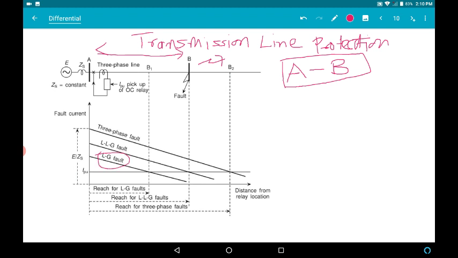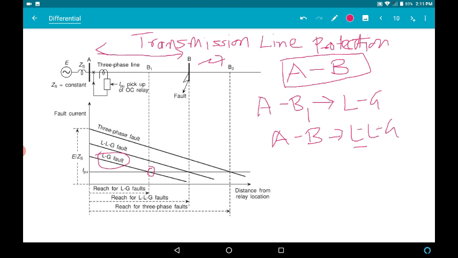Now what is happening here, when there is a line to ground fault, an LG fault, because the relay is seeing the current reducing, it is operating only up to point B1, right? So the relay is able to operate for line to ground fault from point A to point B1. This can be some kilometers. So only between A to B1 the LG fault is being detected. Then the LLG fault is properly detected between point A to B. So the relay is operating okay for that fault.